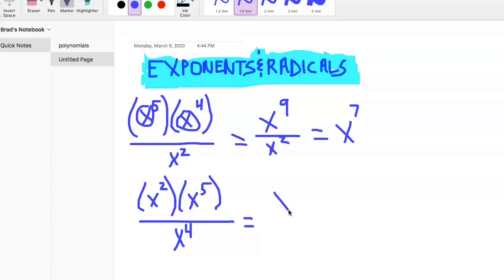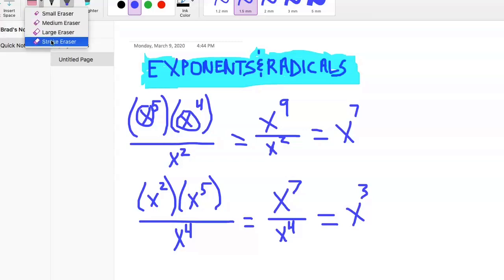So we get x to the 7th divided by, we didn't change anything down in the denominator, so we still have x to the 4th. And then we're just dividing exponents, and all we do here when we divide exponents is subtract. 7 minus 4 is 3, and so we got x to the 3rd. Okay, so that's the first type of problem.